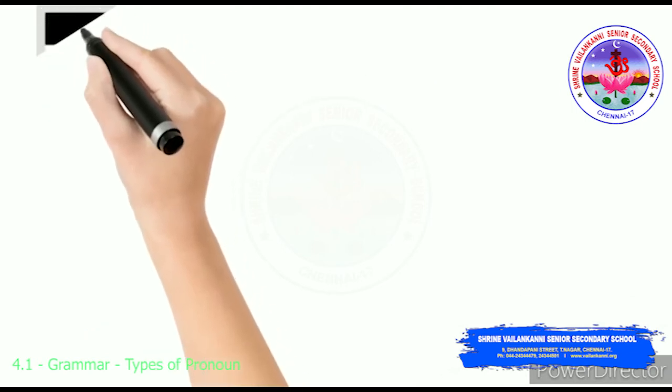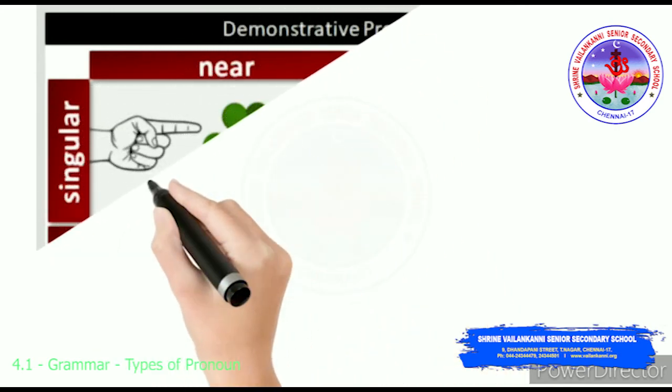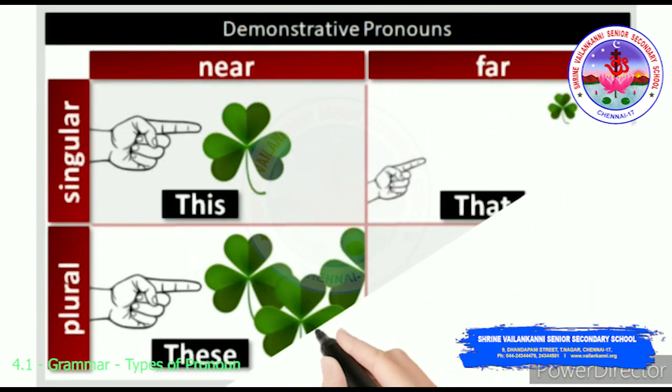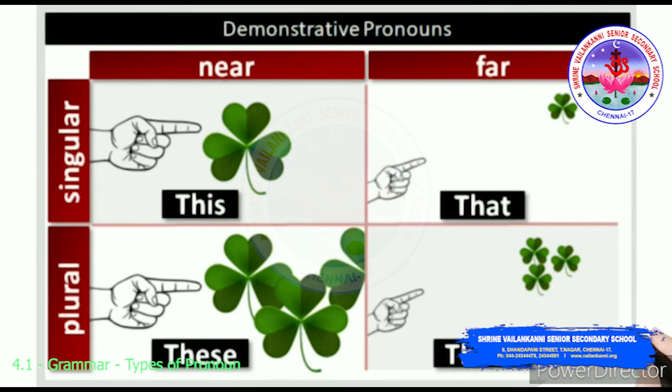See the examples. We know this is used for a singular noun and that is also used for a singular noun. These and those are used for plural nouns. When you are pointing out something near to you, use this and these. When the thing is very far from you, you have to use that and those.